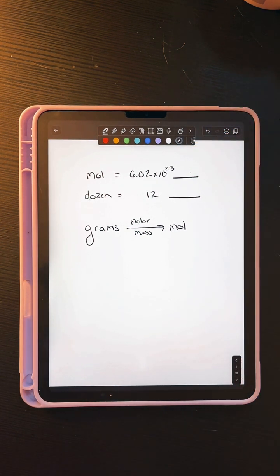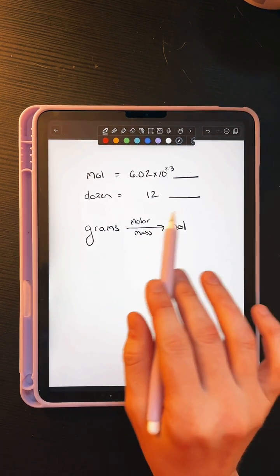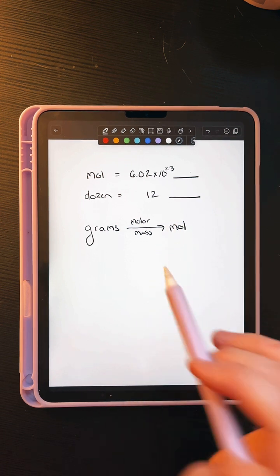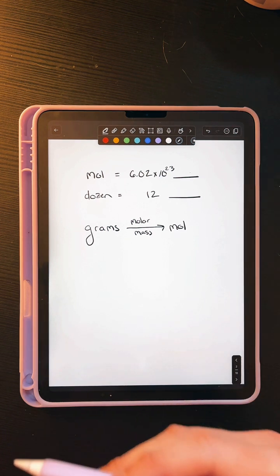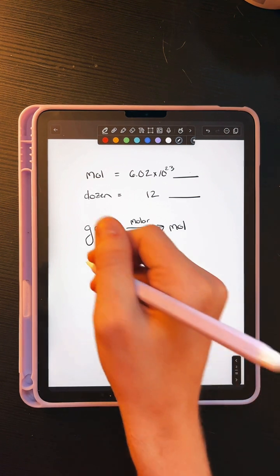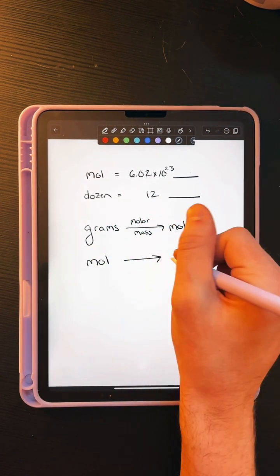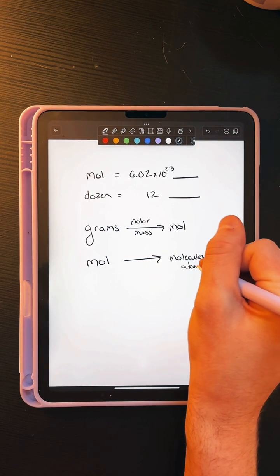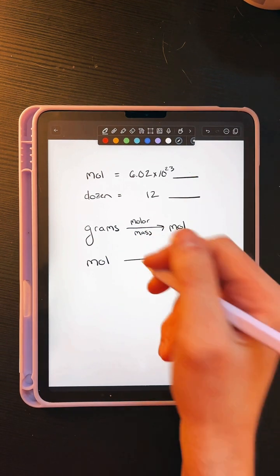But sometimes we want to go a bit further. We don't care about moles necessarily. We want to be in molecules, or we want to know the amount of atoms, or really anything. We want to go a little bit further. And this is where we use Avogadro's number. And we can go from moles to molecules, or atoms, or any other sort of whatever it might be.